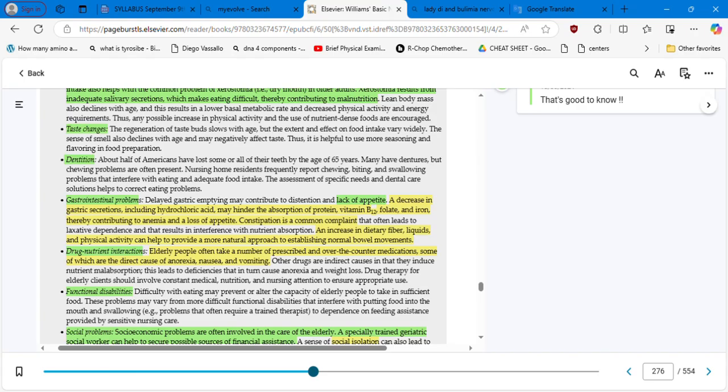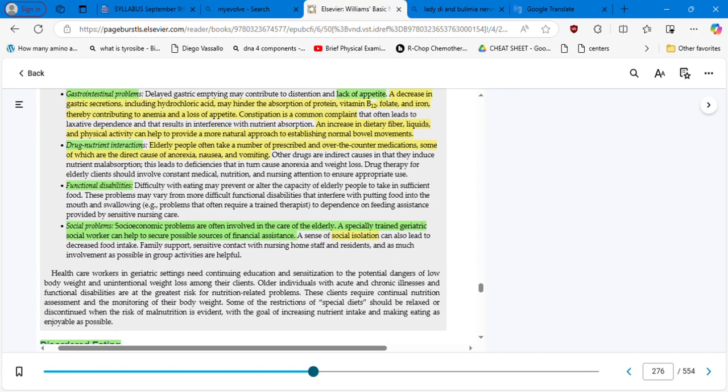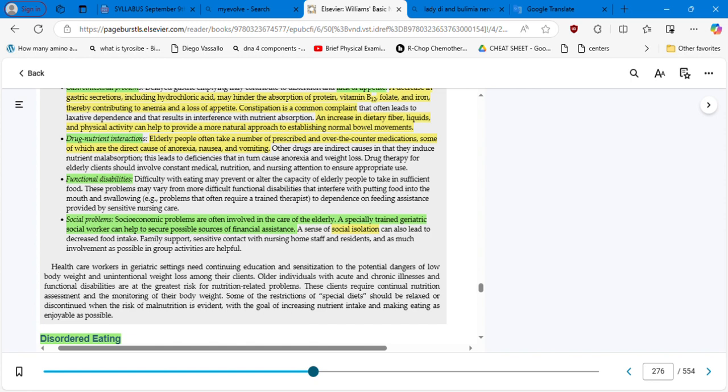Constipation is a common complaint because the patient also is not drinking water, is not walking, is eating poor fiber. So an increase in dietary fiber, liquids, and physical activity can help to provide a more natural approach to establishing normal bowel movements. Drug-nutrient interaction. Elderly people often take a number of prescribed and over-the-counter medications, multiple, right? As we age, we start collecting all types of bottles around our tables, right? Supplements, vitamins, minerals, medications, you name it.